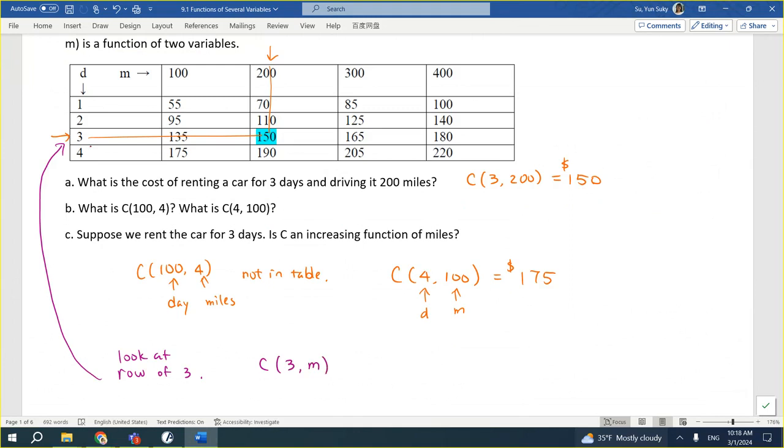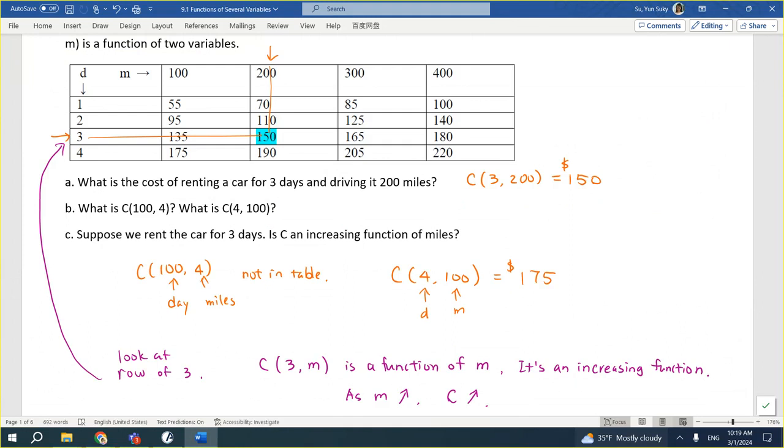So then this is a function of one variable, which is M, the miles. And it is an increasing function, because as M increases, our cost also increases. Is that okay, everybody?